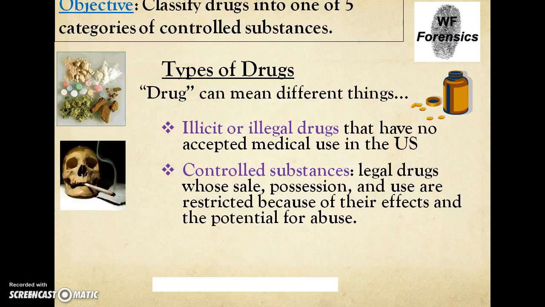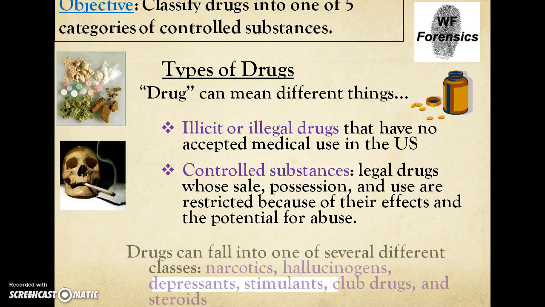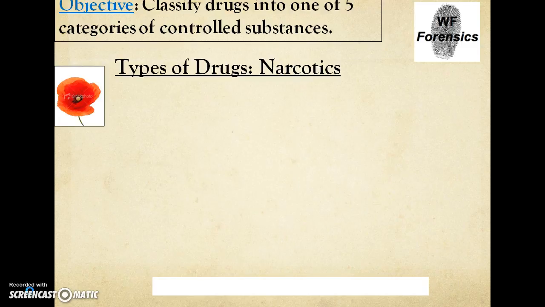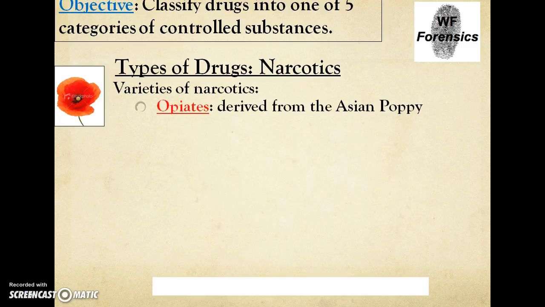You might be prescribed a controlled substance, but it's restricted because these drugs might have harmful side effects if they're used continuously, and they also might have potential for being abused. Drugs can fall into several different classes or classifications. The first one we're going to talk about is narcotics, but then we're also going to cover hallucinogens, depressants, stimulants, club drugs, and steroids. So the first thing we're going to talk about is narcotics.